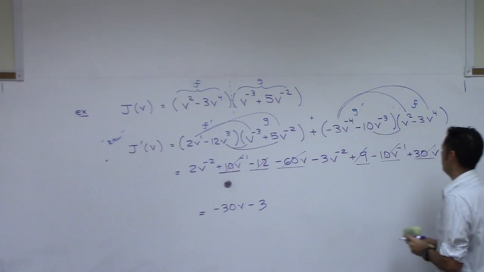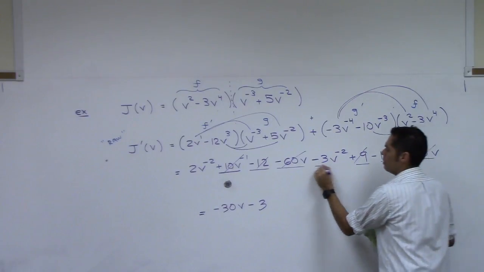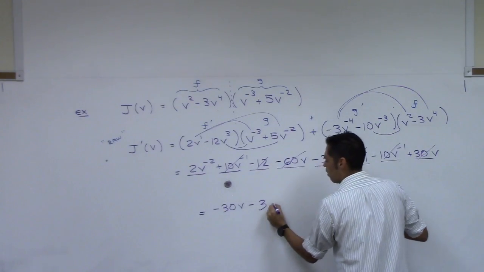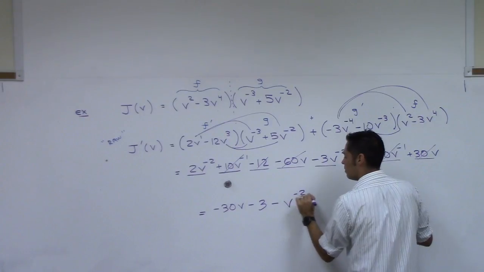And then finally my v to the negative 2. I've got this one and this one, so that's just one of them, right? Minus v to the negative 2.